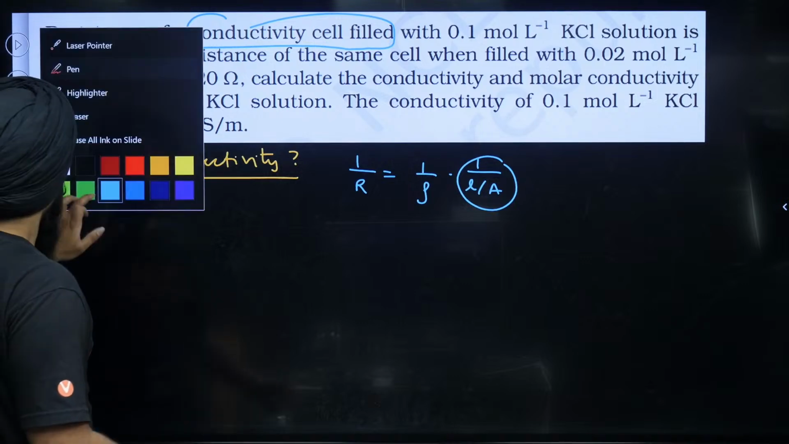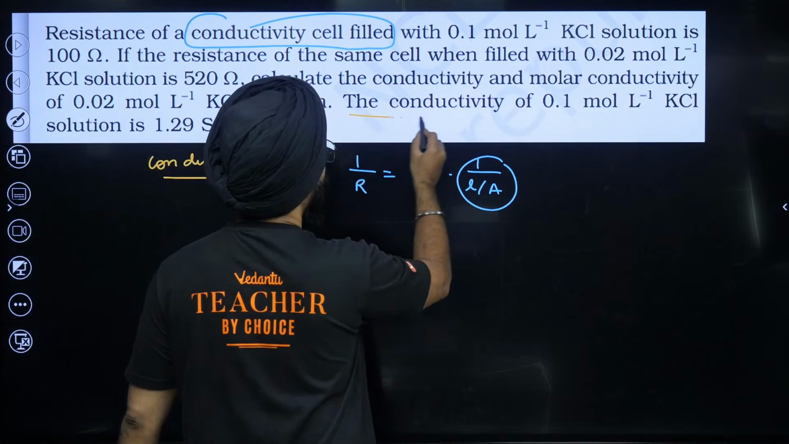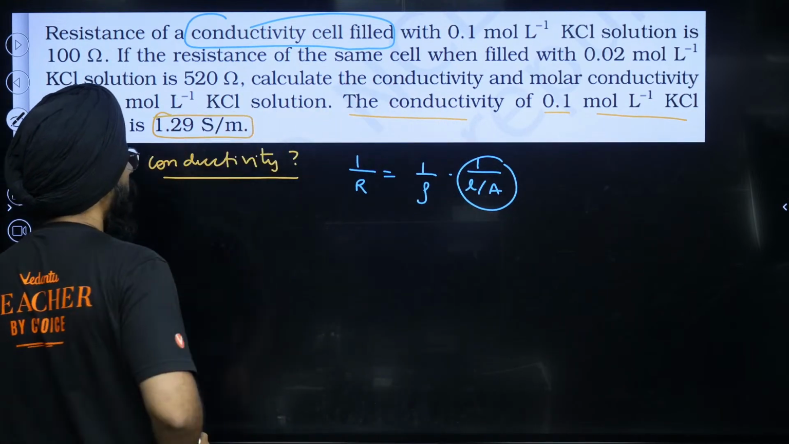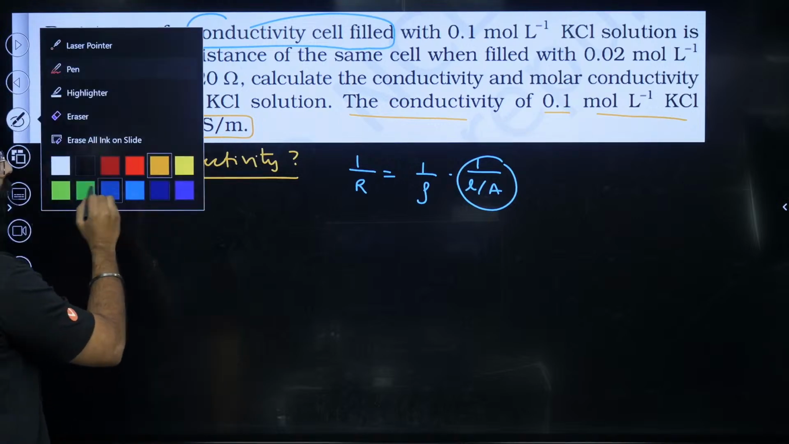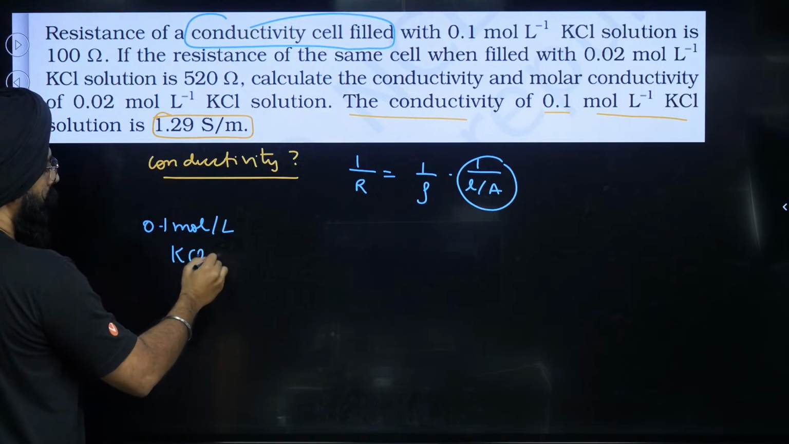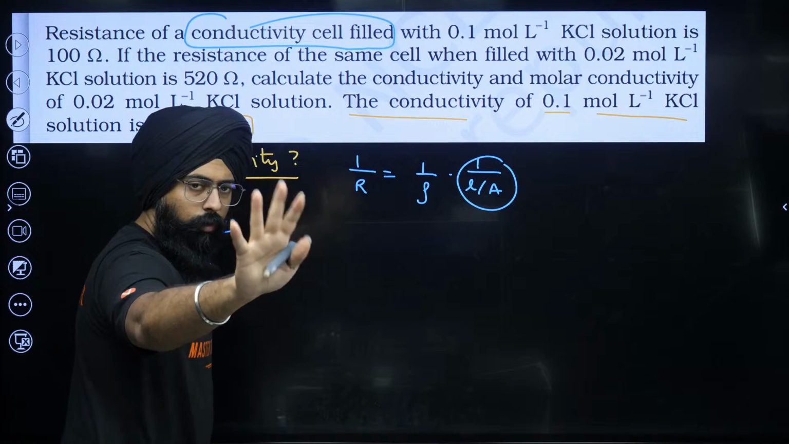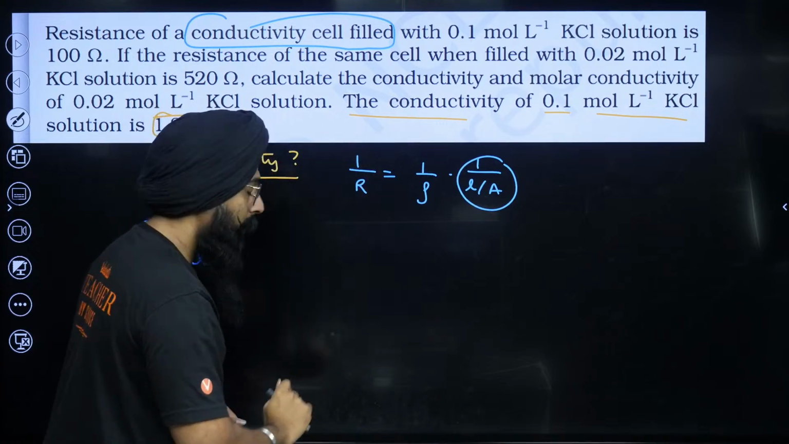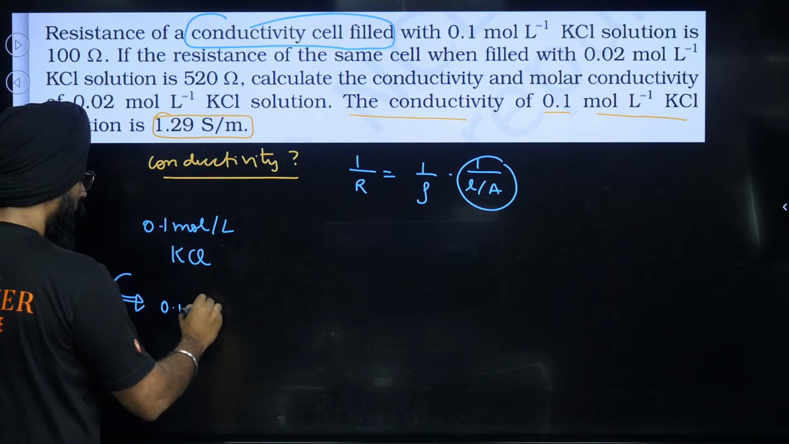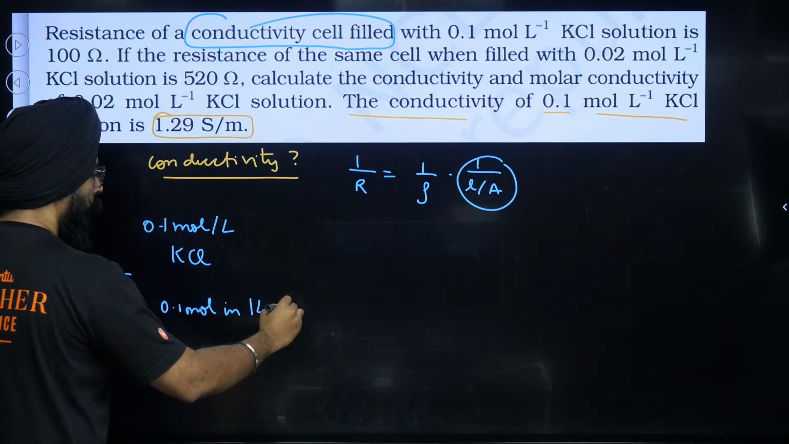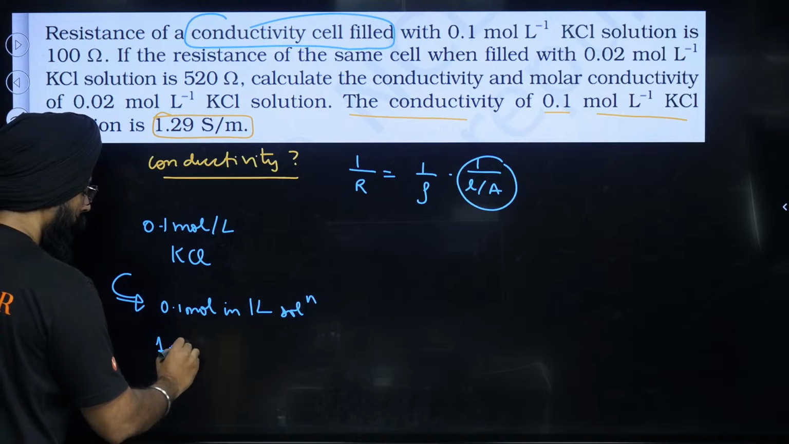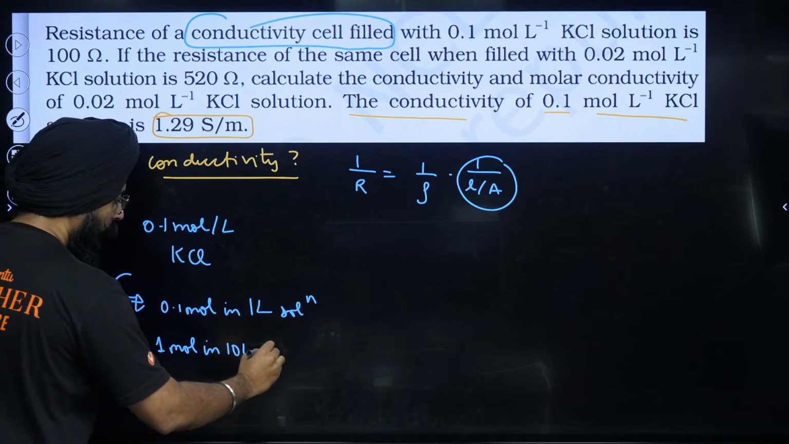Try that part. Okay. Now focusing on the second part, it says the conductivity of 0.1 mole per liter KCl solution is 1.29 whatever. So look at this, Jazz. 0.1 mole per liter KCl. What does this imply? For whoever wants to understand that logical thing, please pay attention. Can I say this means I have 0.1 mole in 1 liter of solution? Can I multiply by 10 on both sides? Can I say I have 1 mole in 10 liter of solution?